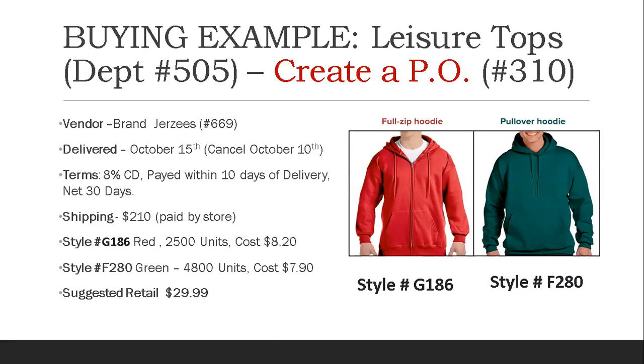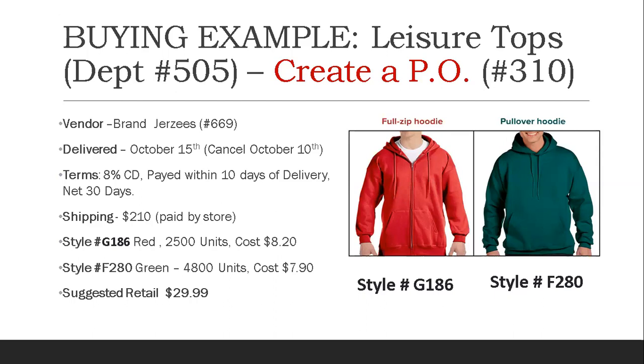We want this item delivered on October 15th with the cancellation date of October 10th. So what that means, guys, is that by October 10th, if the vendor cannot deliver your merchandise, you have the right to cancel it. Our terms are 8% cash discount, paid within 10 days of the delivery, net 30 days. We are paying shipping of $210 for this order.